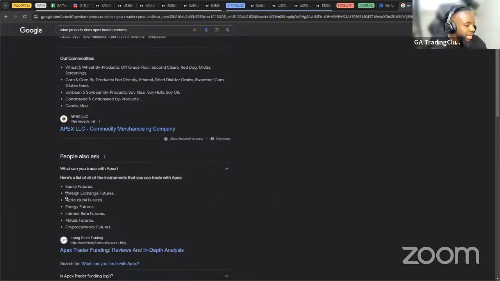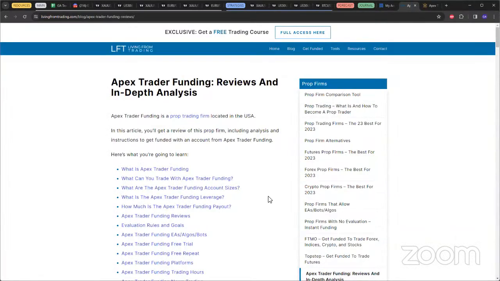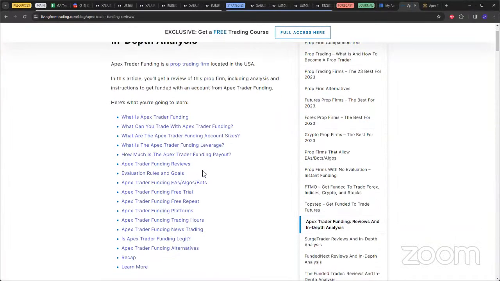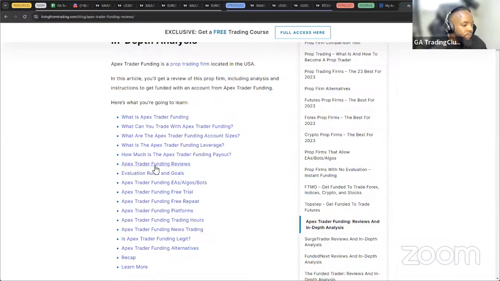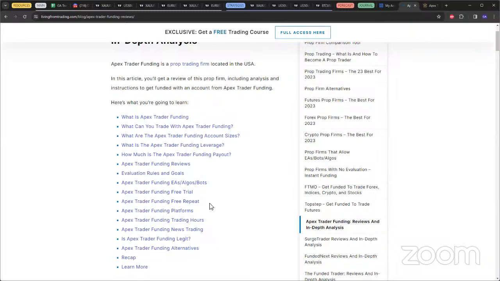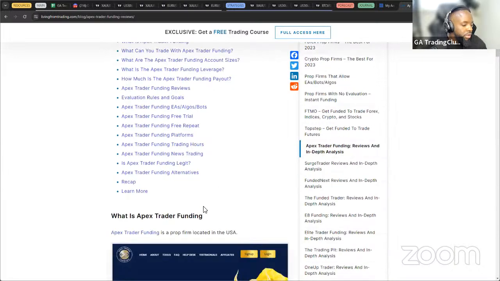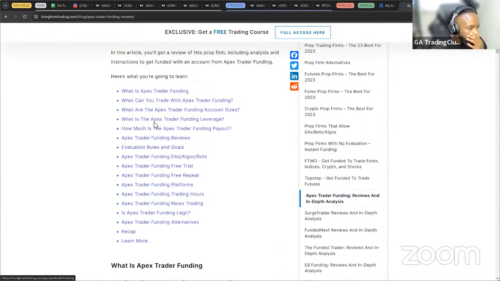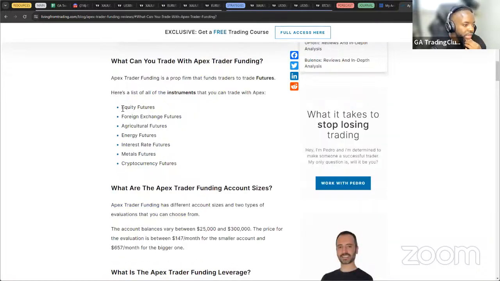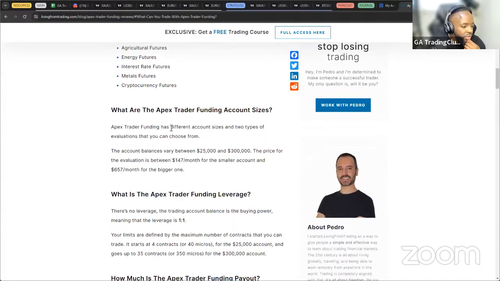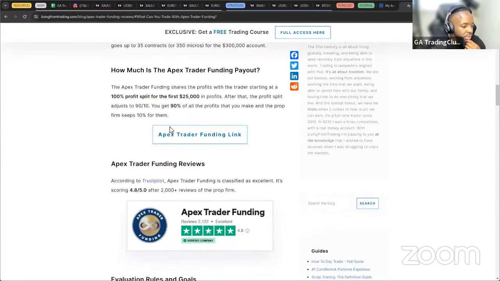So it looks like they have foreign exchange futures. What's that? Is that the same thing as Forex? They do have it. Yeah, I think they would. Let's see, what can you trade? Equity, I don't think so. Equity futures is like Nasdaq and US30 or something.